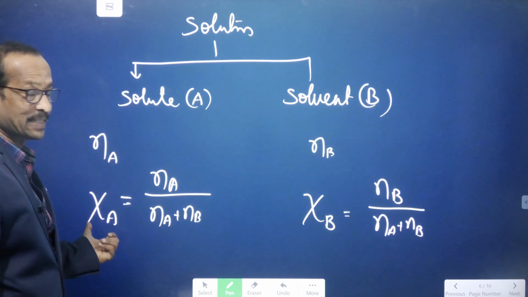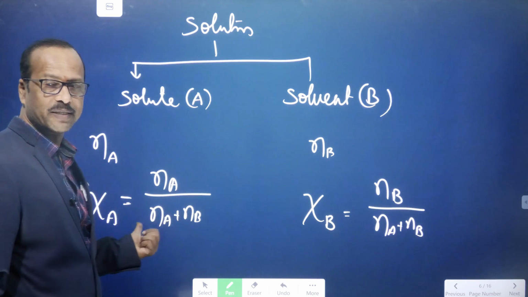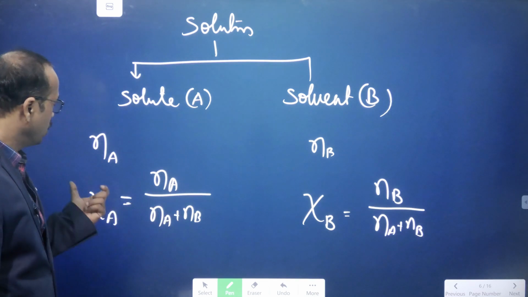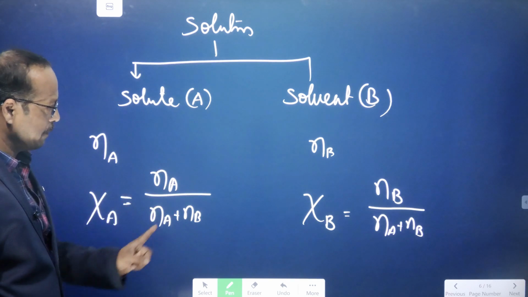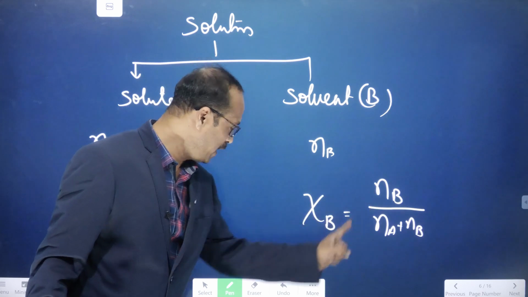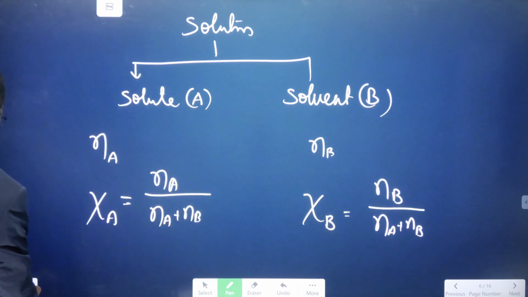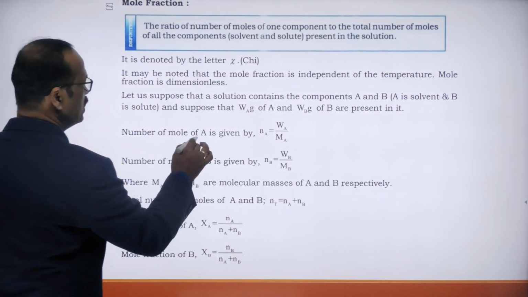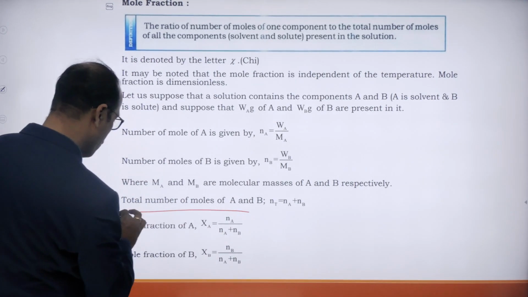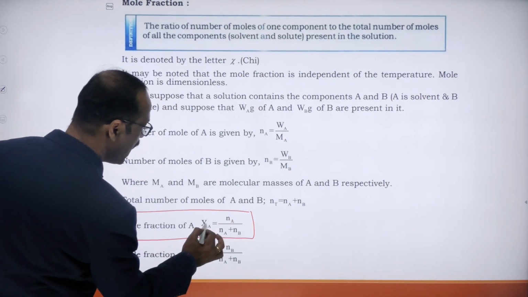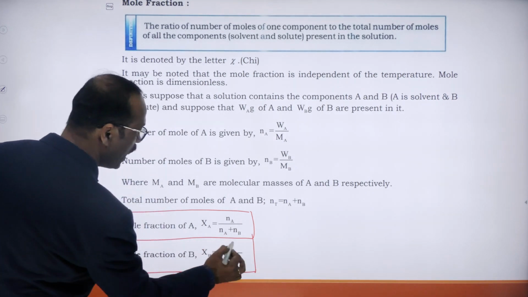Here it is not actually called X, it is called chi, but for your understanding I'll say X. So mole fraction is denoted by the letter chi, but let's take it as X. XA, the mole fraction of solute, is equal to Na by Na plus Nb, and the mole fraction of solvent is equal to Nb by Na plus Nb. So the mole fraction of A is Na by Na plus Nb, and the mole fraction of B is Nb by Na plus Nb.